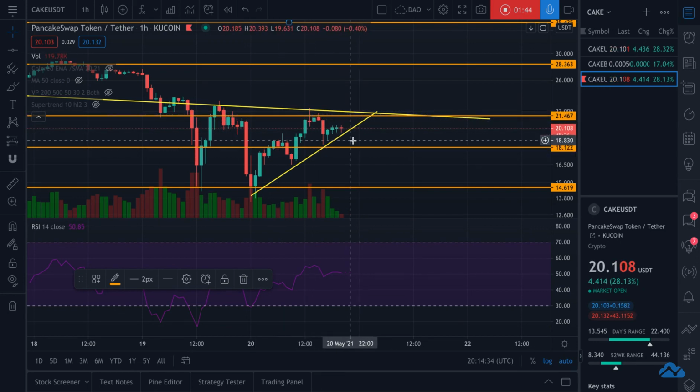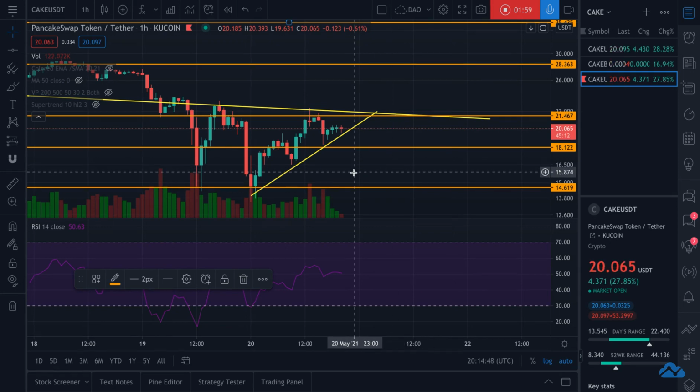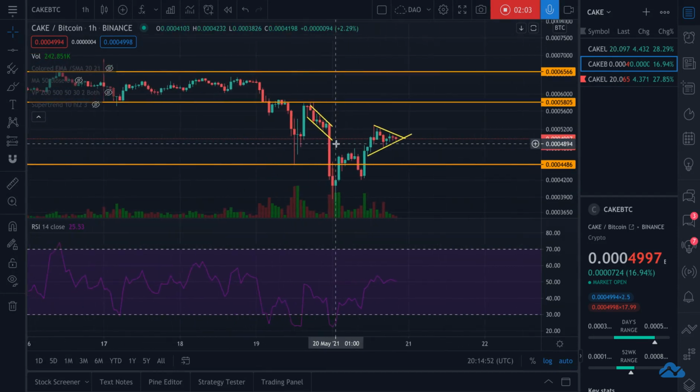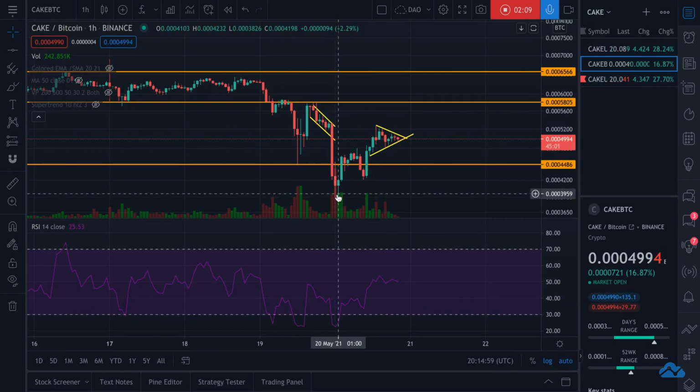If it goes below this one, I get concerned that we could be stuck in this range for a while, or we could possibly even drop back down into this range for a while, especially if Bitcoin starts to lose its strength. So saying that about Bitcoin, let's go look at the Bitcoin chart and figure out where we are against Bitcoin.